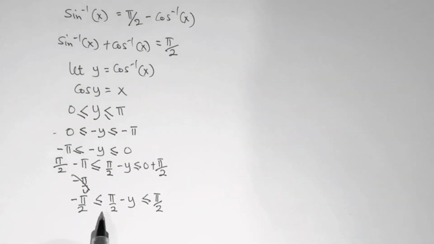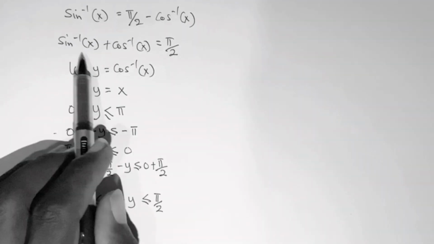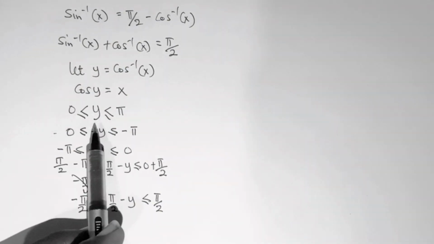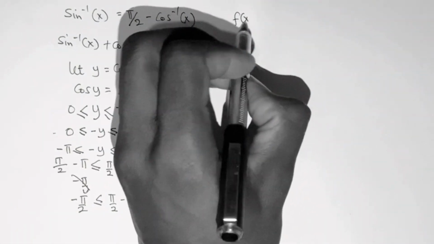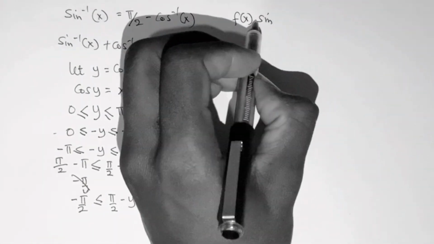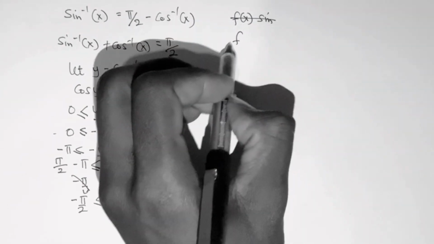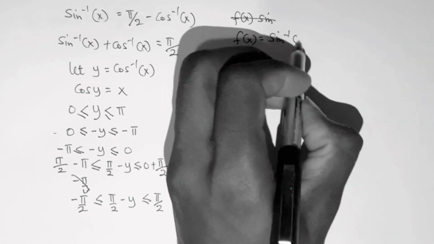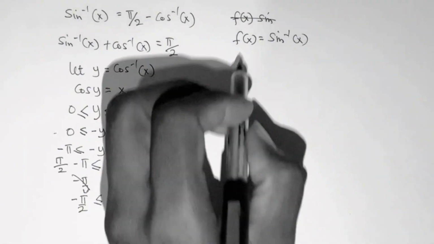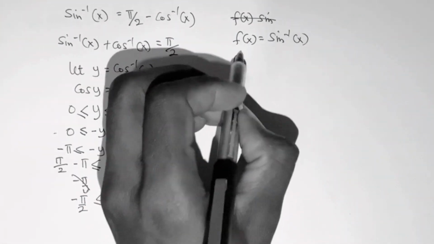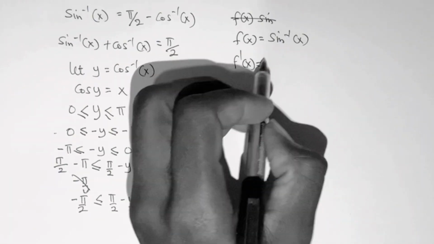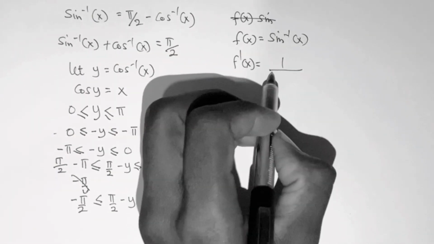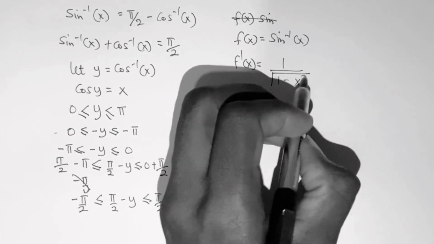So now, having established this, remember that we had sine inverse and cos inverse. Let f of x be equal to sine inverse of x. What is f prime of x? F prime of x is equal to 1 over square root of 1 minus x squared.